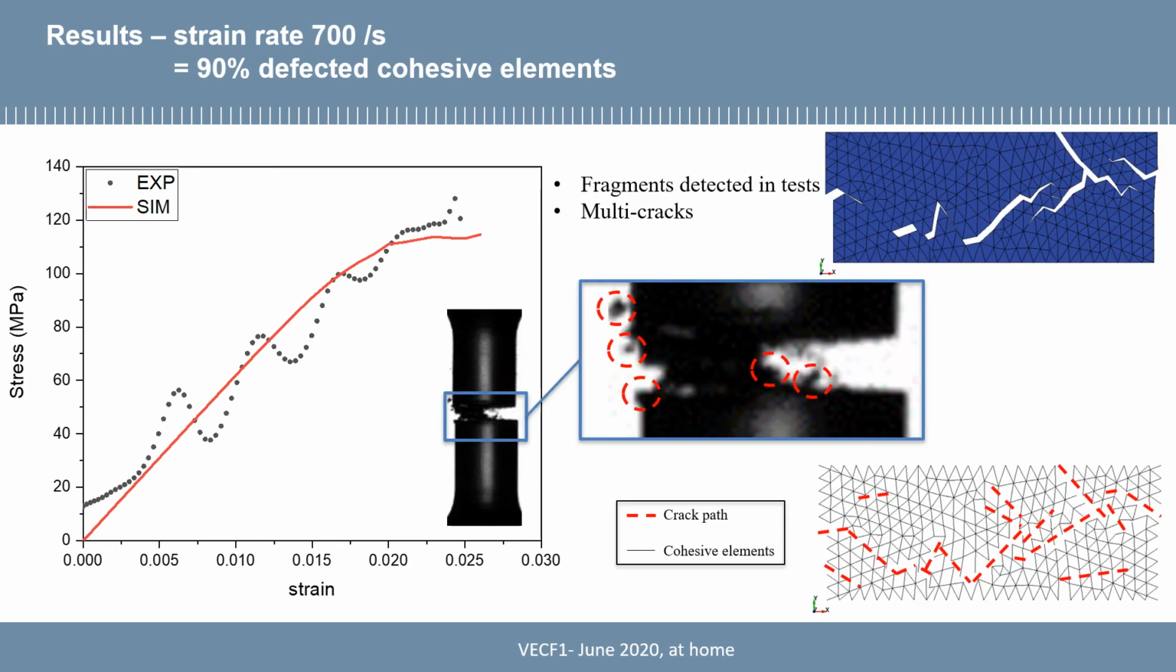For an extremely high strain rate, 700 per second, 90% of defective cohesive elements can be used to model this case. The curves fit well, and through the high-speed camera we capture lots of fragments from the crack position, and multi-cracks also happened in the numerical model. In this way, this method can be validated.